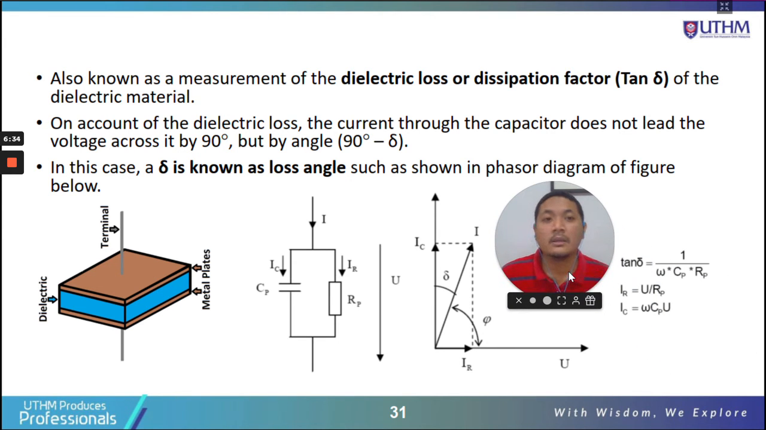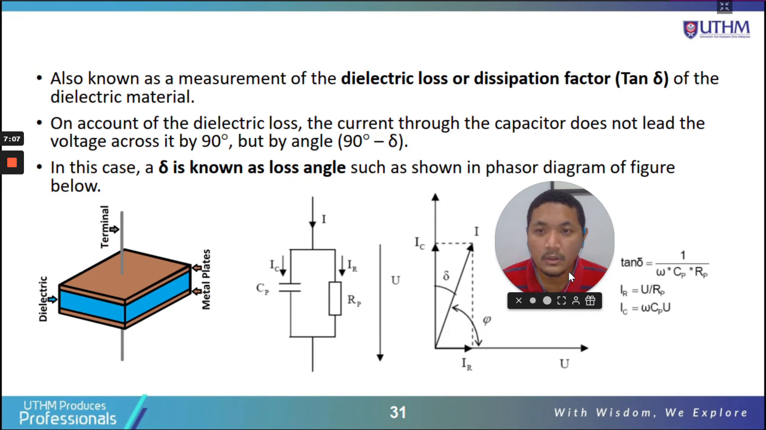Tan delta is also known as a measurement of the dielectric loss or dissipation factor. We have several terms here that you need to take note of: dielectric loss, dissipation factor, tan delta, and even power factor. We will go to that later on, but take note of these terms. Basically, the concept is the same.